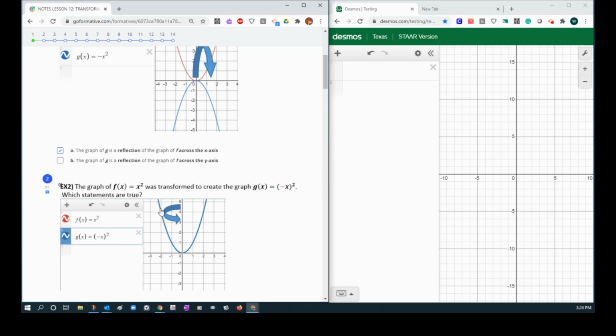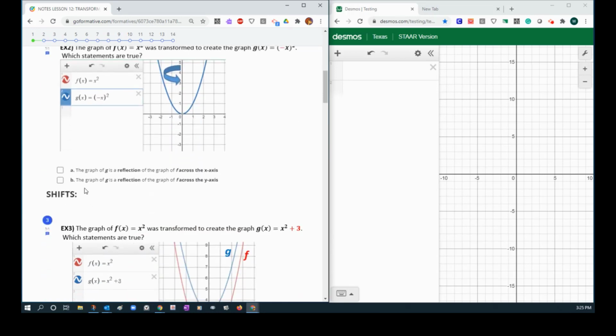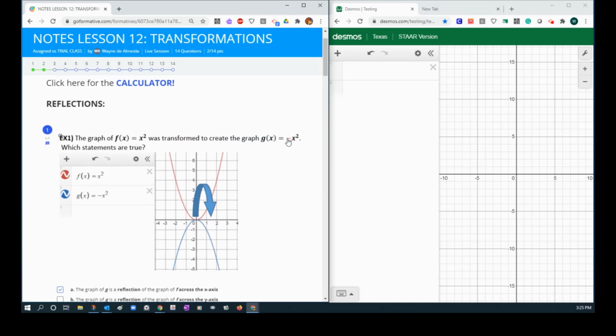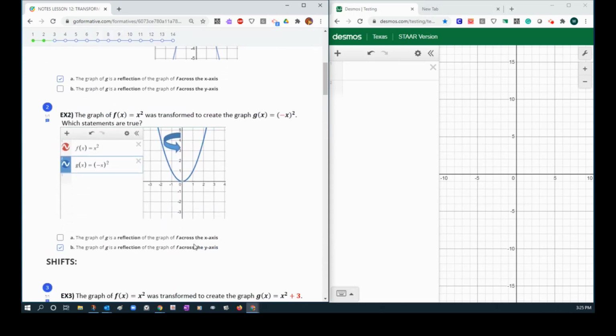And this indicates that this blue line is a reflection of the red line over the y-axis. So basically what happened is this side of the red was turned to this side, and this side turned to that side. That means that was a reflection over the y-axis. So right there, we're going to click right there, okay? So please remember, if you have parentheses and a negative inside, this is going to mean that you have a reflection over the y-axis. If the negative is outside the parentheses, or outside the x over here, then you have a reflection over the x-axis. All right, let's go on to the next problem, problem number 3.